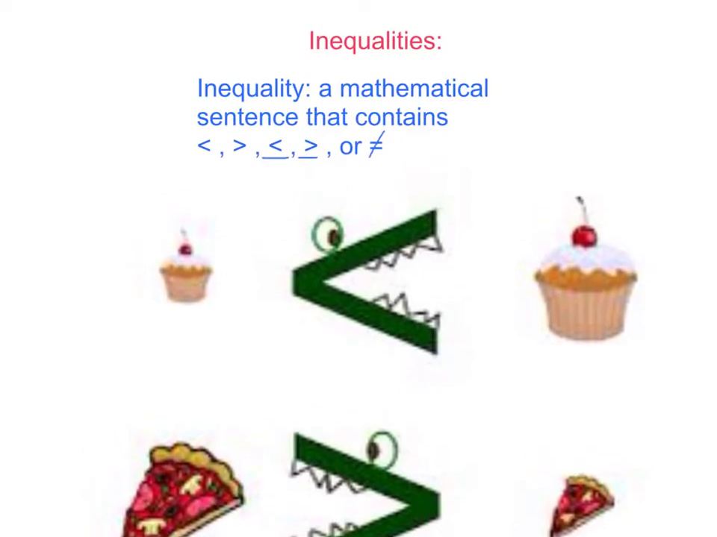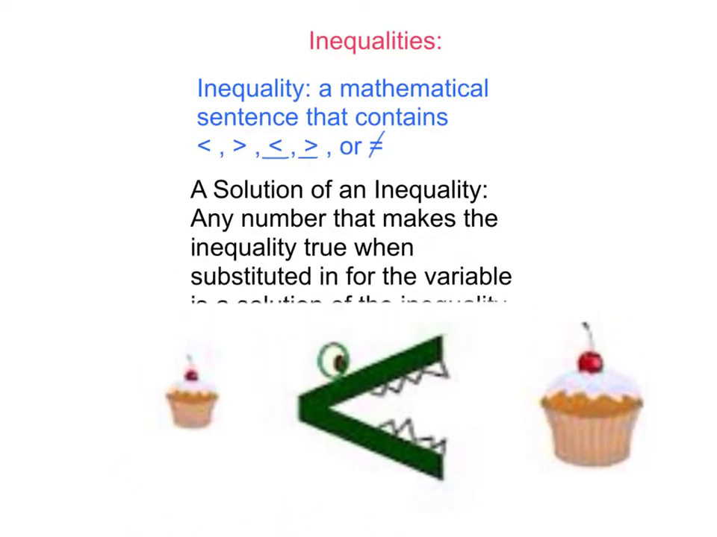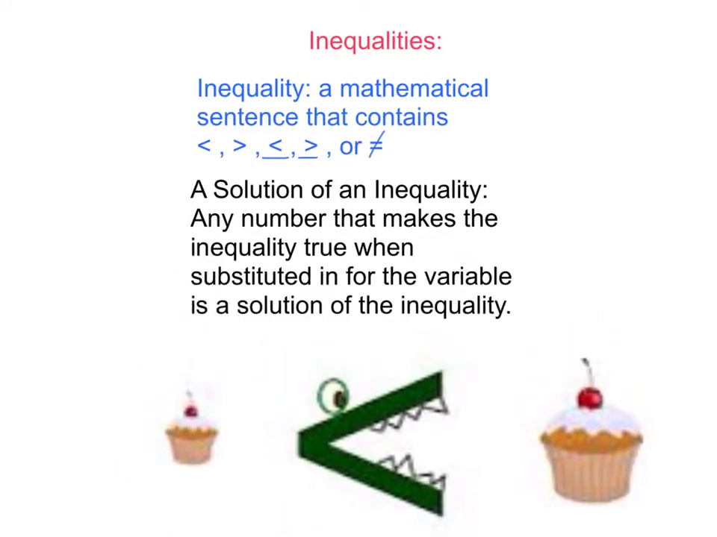An inequality is a mathematical sentence that contains less than, greater than, less than or equal to, greater than or equal to, or not equal to. The equal sign with a slash in it means not equal to. And the solution of an inequality: any number that makes the inequality true when substituted in for the variable is a solution of the inequality.